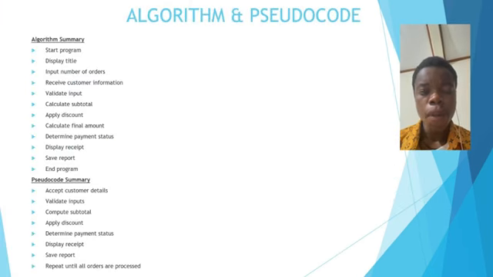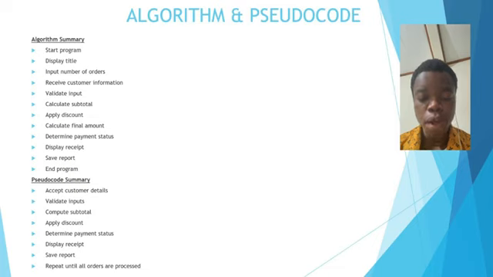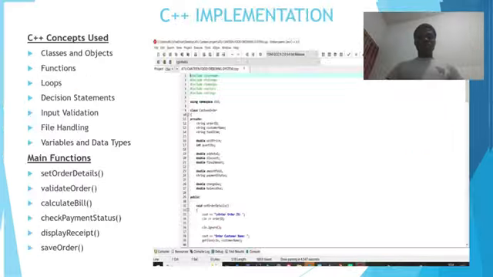Before we start coding, we need an algorithm and a pseudocode. An algorithm is a step-by-step procedure which serves as a blueprint for the program, and helps us to organize and implement the program into code.